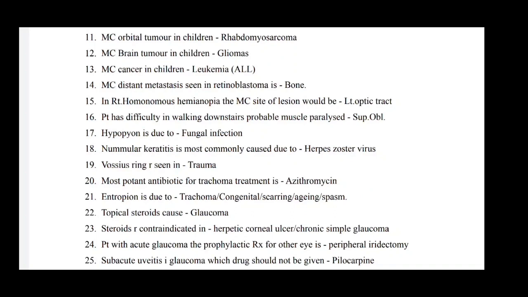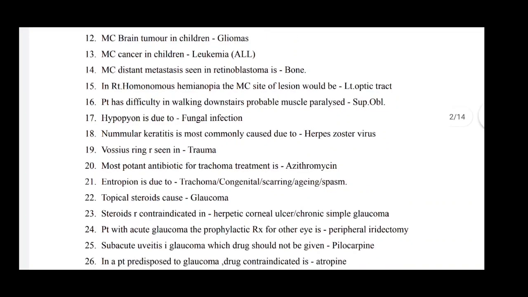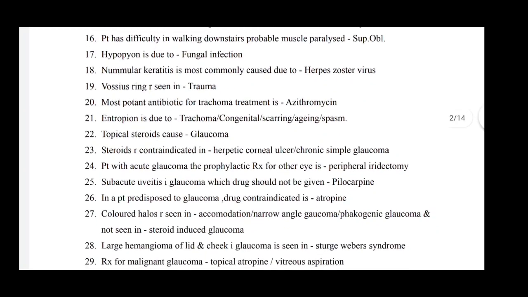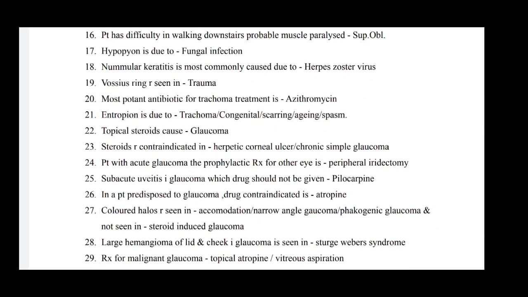In right homonymous hemianopia, the most common site of lesion would be the left optic tract. Patient has difficulty walking downstairs, probably paralyzed superior oblique muscle. Hypopyon is due to fungal infection. Numular keratitis is most commonly caused by herpes zoster virus. Vossius ring is seen in trauma.